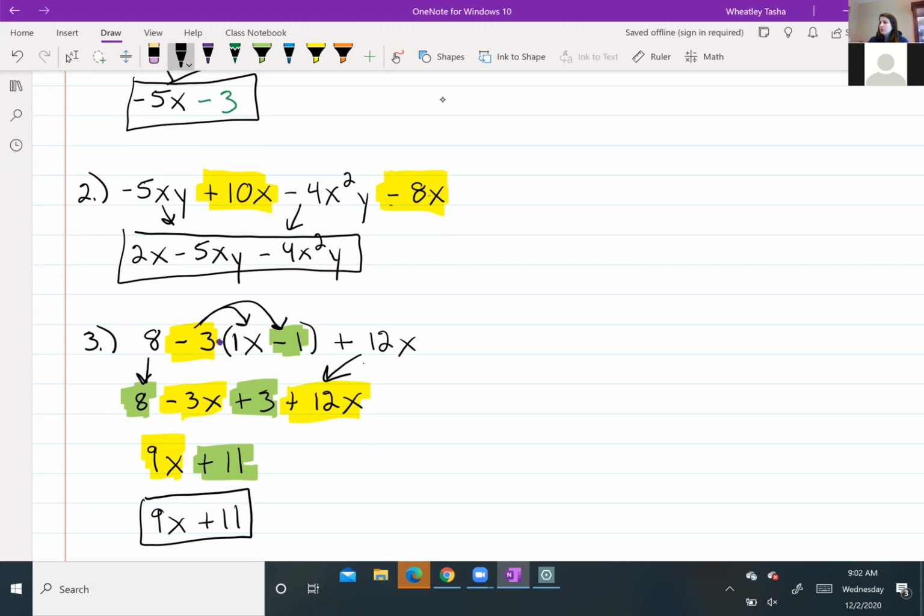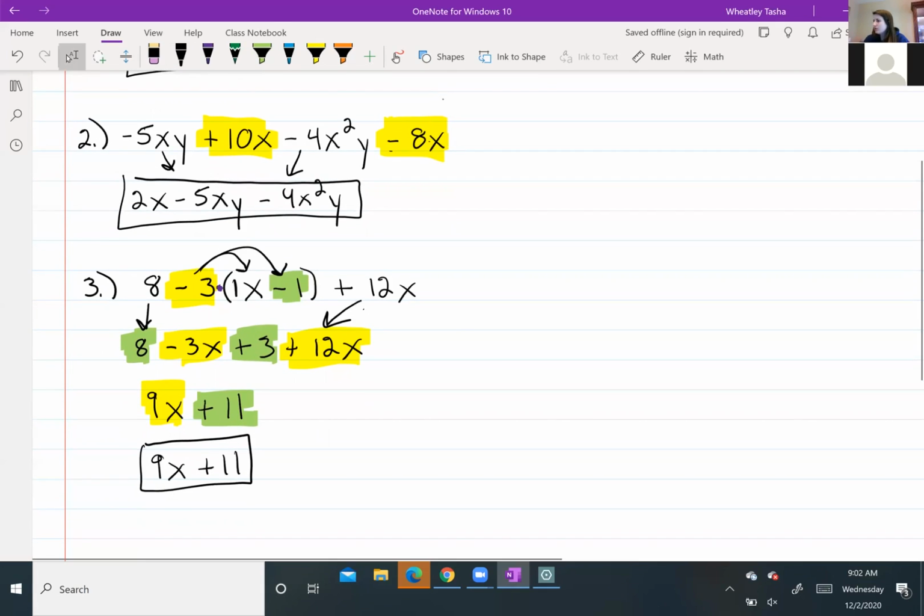So let me ask you guys, do you want me to do another problem with distributive? Do you feel like you understand it well enough to try the problems that I have for you on your own? Okay, thank you to those of you that responded. Let's do one more then.